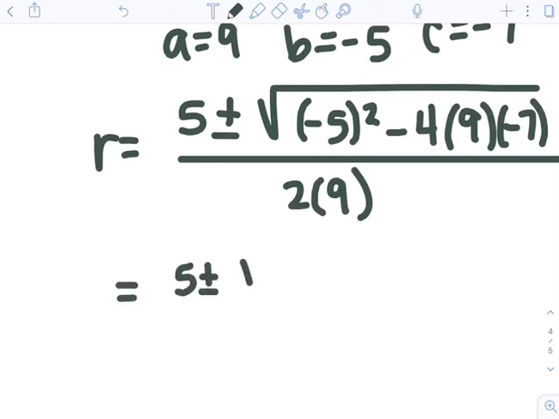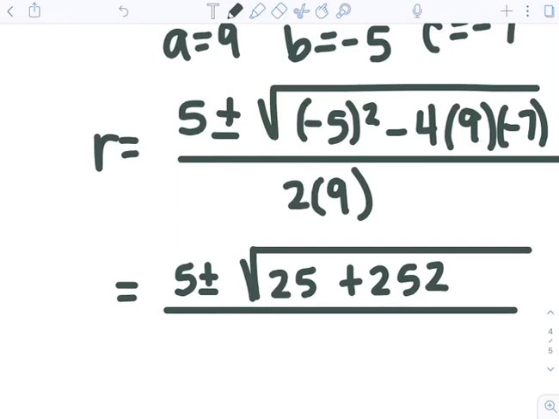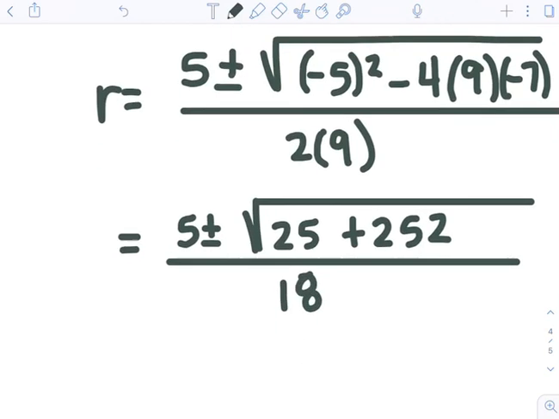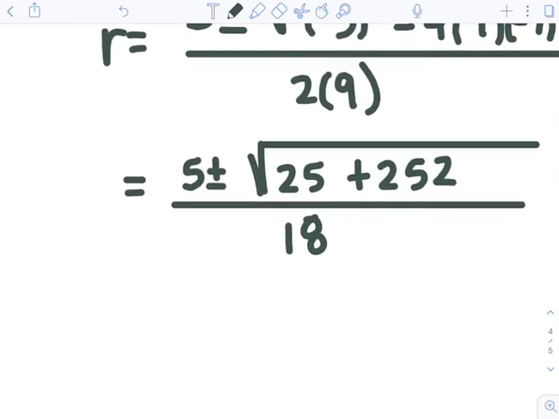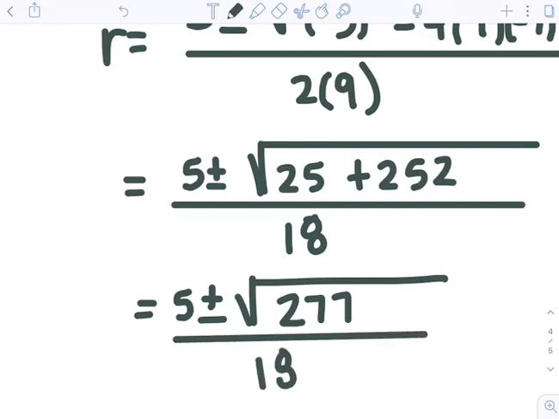Now let's calculate this out. So negative 5 squared, make sure in your calculator you're getting positive 25. And then I'm going to type negative 4 times 9 times 7. I'm going to get positive 252 all over 2 times 9, which is 18. So add 25 and 252, I get 277 all over 18.